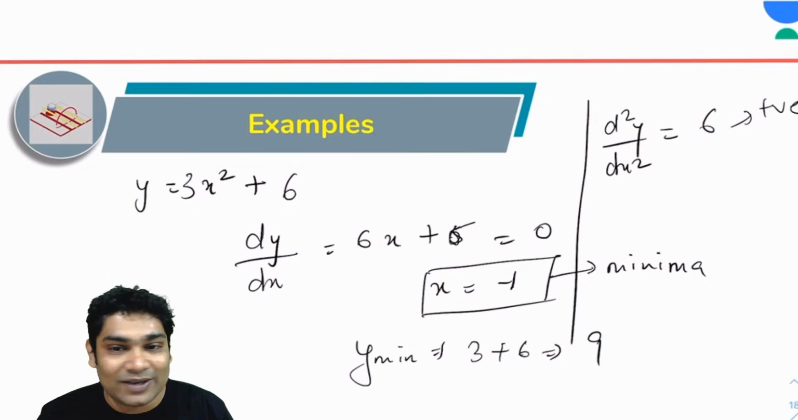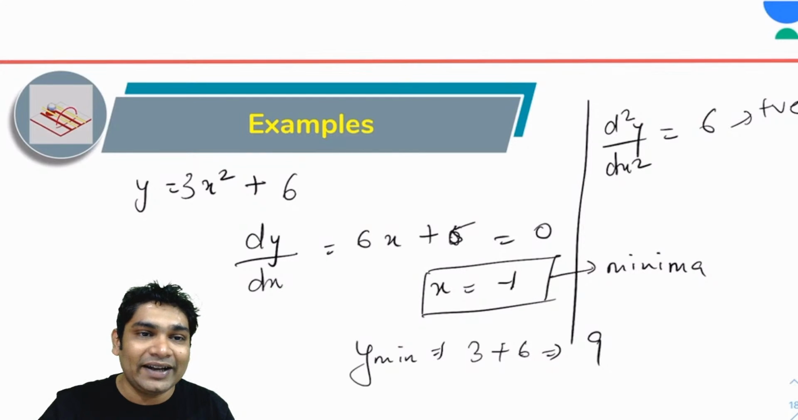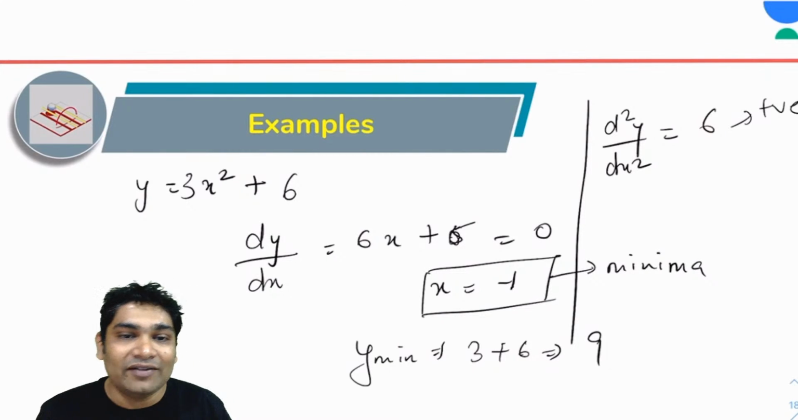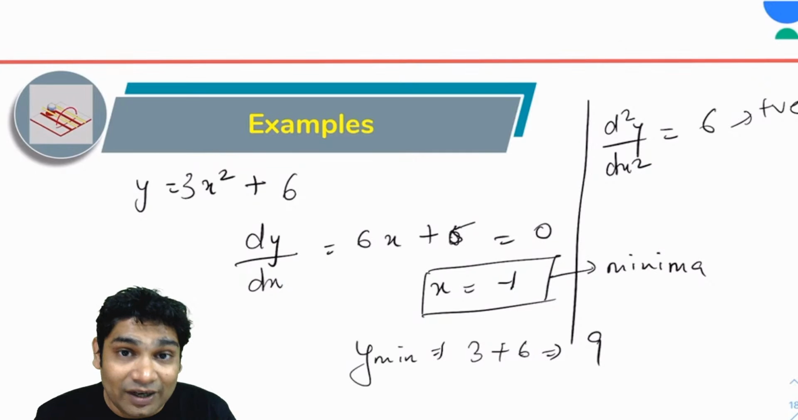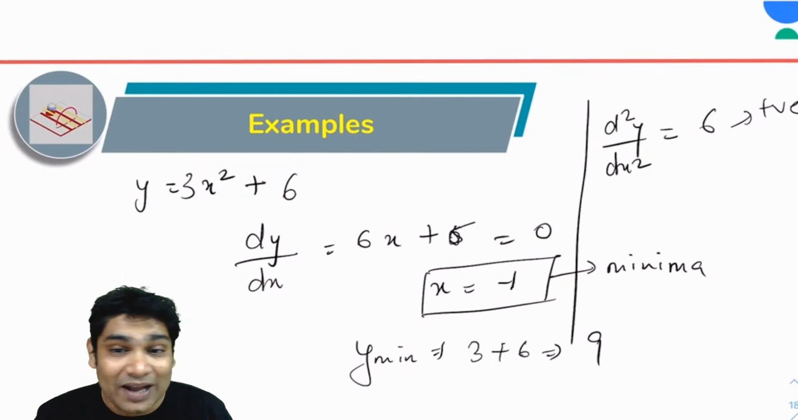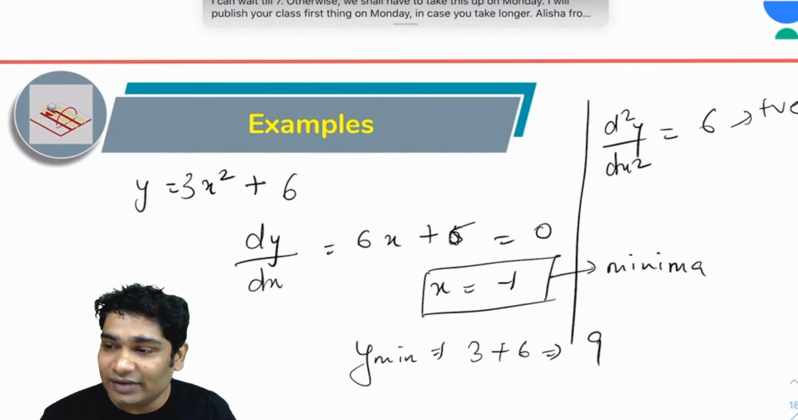Yes, there is no maxima in this case. You are correct about that. Because you are only getting one root, and that one root is representing the minima, so there is no maxima.